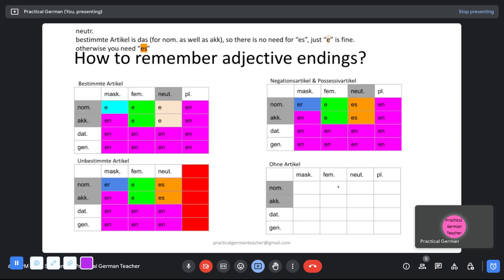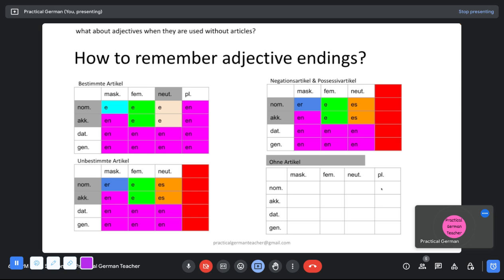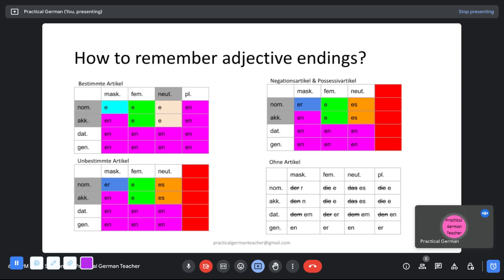Der, die, das. Here the ending is -er, here the ending is -e, here -es, here it is -e. Remember that, then you will remember this: -er, -e, -es, -e. Das.